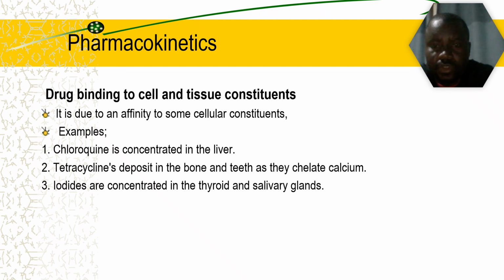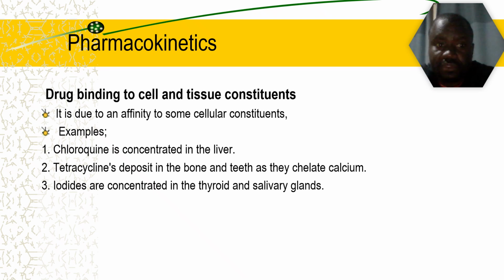To a continuation of pharmacokinetics basics, and this part concludes the principles about drug distribution and the factors that influence it. So in terms of drug binding to cell and tissue constituents as a factor that affects drug distribution, you find that some drugs, as chemical substances, are able to react or interact chemically with tissue and cellular components.